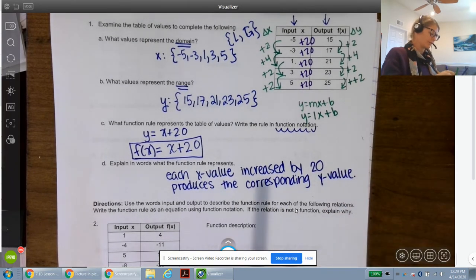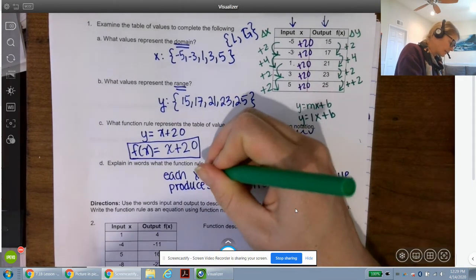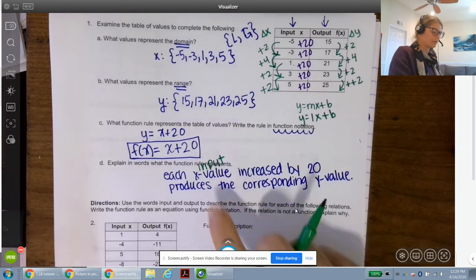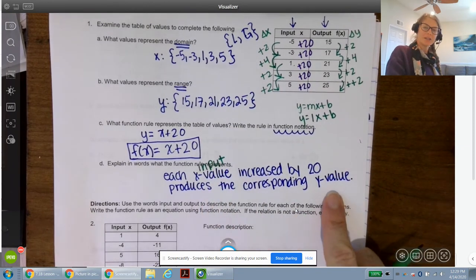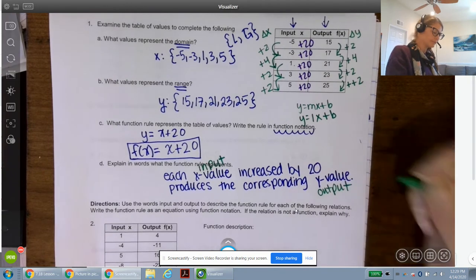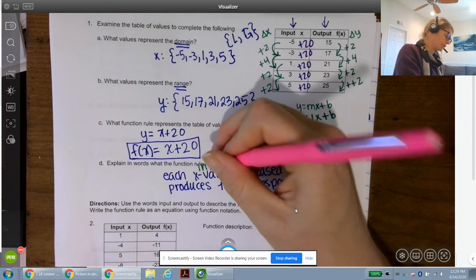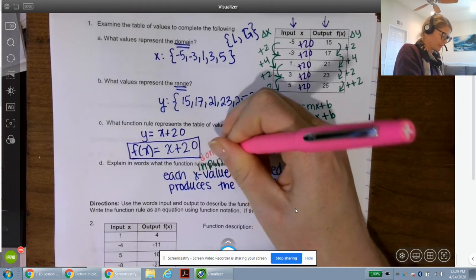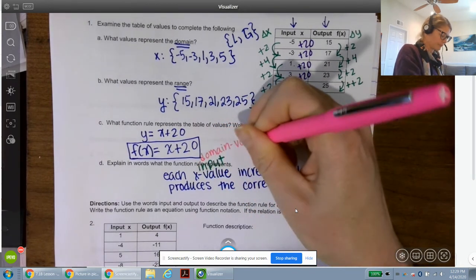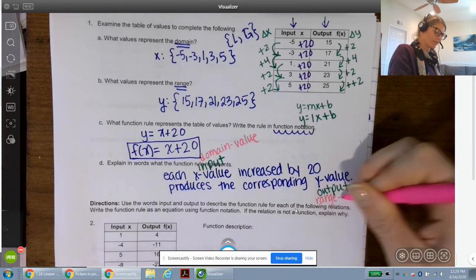But maybe I didn't use an x value. Maybe instead of the word x value, I used input. If I use the word input here, I'd have to use the word output. Very good. Maybe I didn't use input or output. Maybe I used domain value. Here I'd have to use range value.